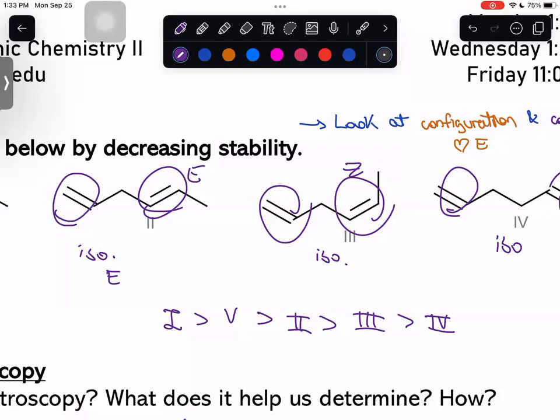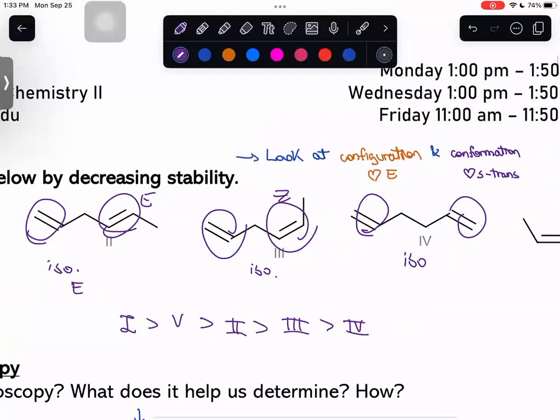But what about 2 compared to 4? Okay, so 2 compared to 4, we have those 2 double bonds. They are not conjugated, so we don't have S cis or S trans. Can we find cis and trans from each of those double bonds individually? Oh, I see what you're saying. Exactly.